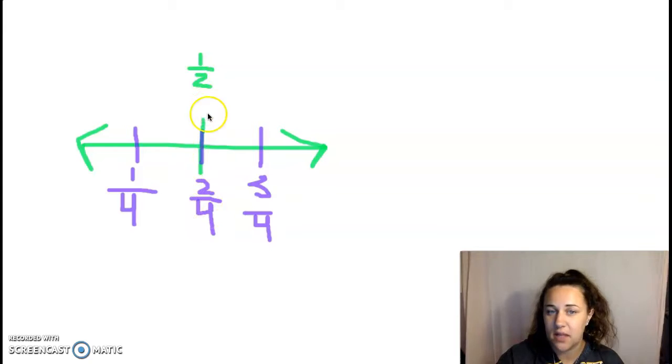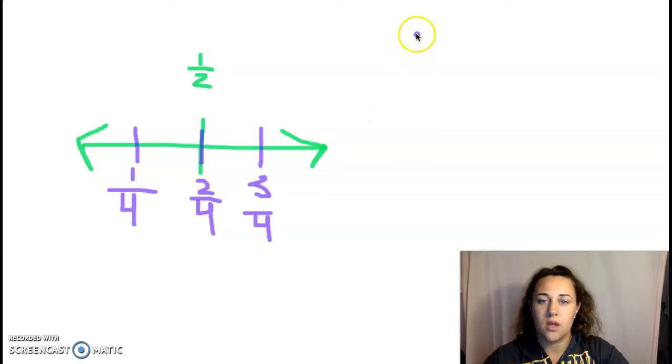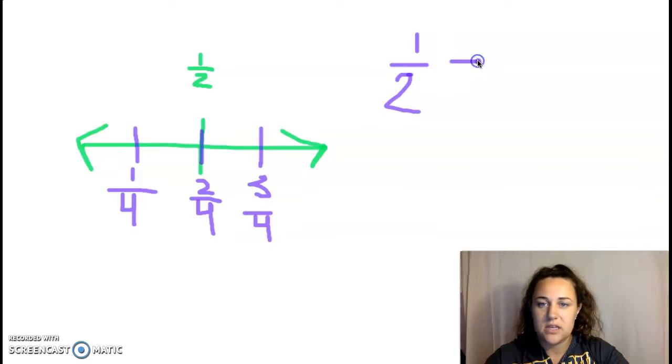They share the same line, right? I put my purple over my green because they're the same exact line. So I know that 1/2, or 1 out of 2, is equal to 2/4.